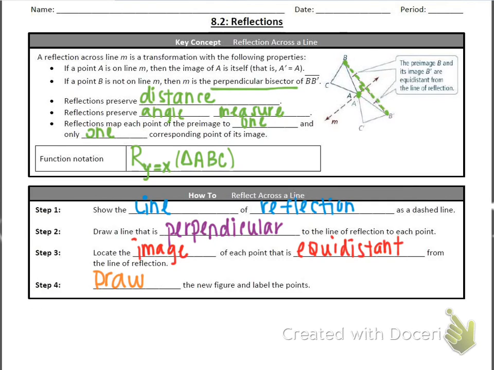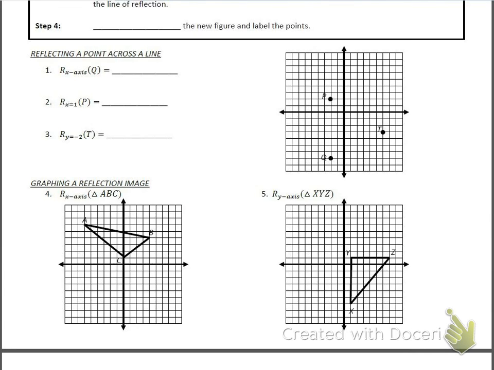It's really not too bad. So the first 3 examples are just reflecting points. So we're just going to do points, and then we'll actually get into reflecting some images. So let's do the first one together. In number 1, I give you these 3 points, P, T, and Q, and I'm going to ask you to do reflections on each of those. Let's do number 1.